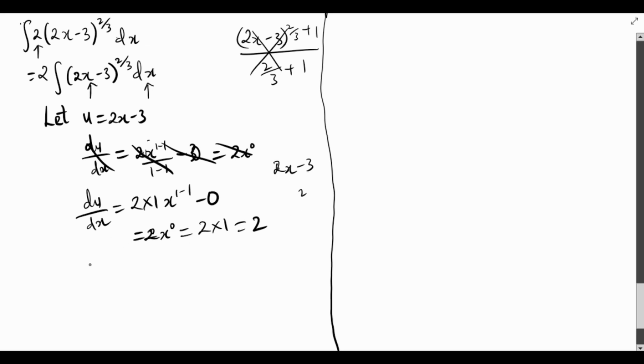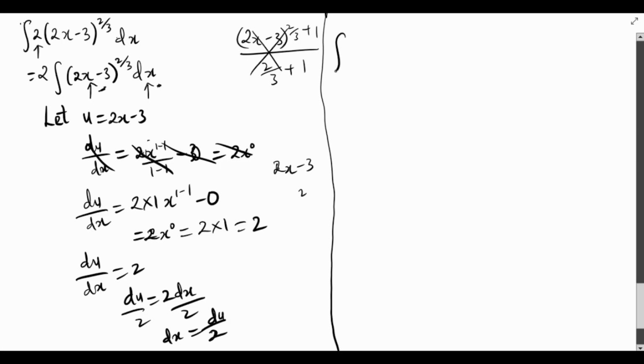Now, if you go back, we have du/dx equal to 2. Since we have already replaced 2x minus 3 with u, we need to make dx be in terms of u. That is where we do change of subject. We make dx the subject, right? So we multiply both sides by dx, du equals 2dx, and if we divide both sides by 2, dx equals du divided by 2.